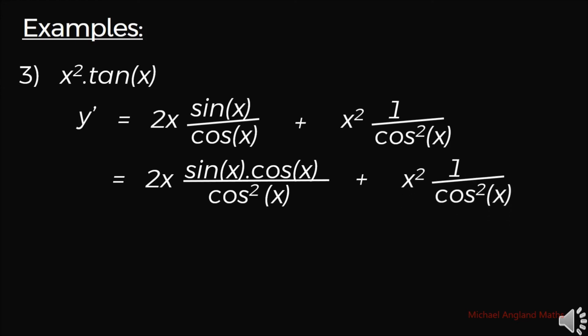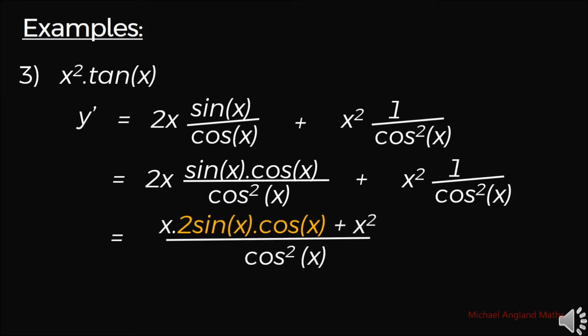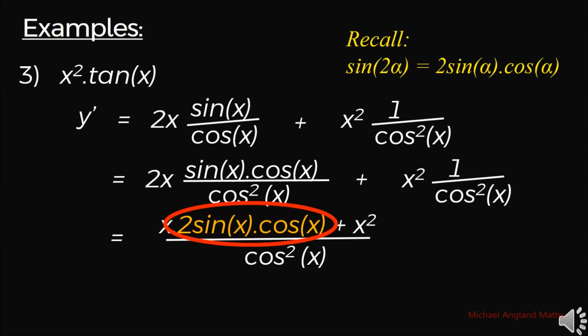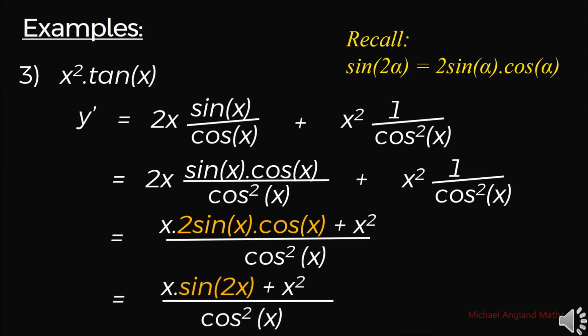Now notice that we have two expressions which have the same denominator. Now we can combine them. So we end up in the next step with x times 2 sine of x cos of x plus x squared, all over cos squared x. It's at this point that we notice another identity has revealed itself, that sine of 2 alpha is equal to 2 times sine of alpha cos of alpha. So in this numerator we have 2 sine of alpha cos of alpha in the form of x being the variable. So we can rewrite that, and the final step is x times sine of 2x plus x squared over cos squared of x.